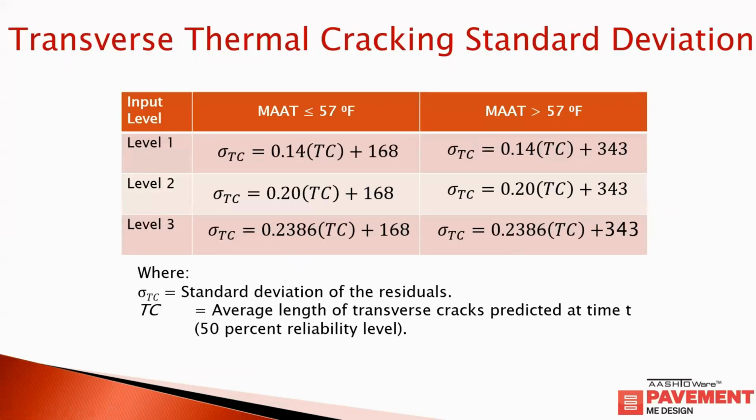And also, since it was globally calibrated at different input levels, there's also the associated standard deviation. We'll talk a little bit more about that later, but the standard deviation is basically the variance of the residual errors from the predicted values from the measured values. And the standard deviation is used within the pavement design to determine the impact of the reliability level that the user selects.